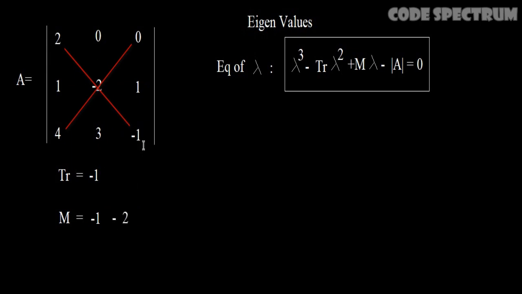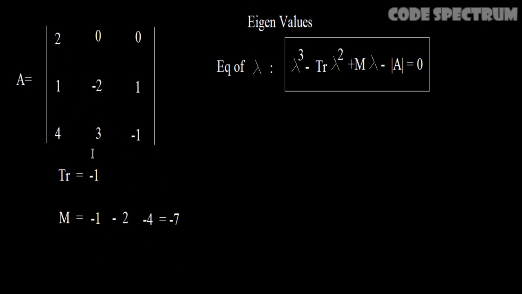Place here minus 2. Also take the third diagonal element, which is minus 1, and take the minor. 2 into minus 2 gives you 4, 4 minus 1 into 0 gives you 0, and so it is minus 4. Place here minus 4. We get minus 7 in total for the minor.